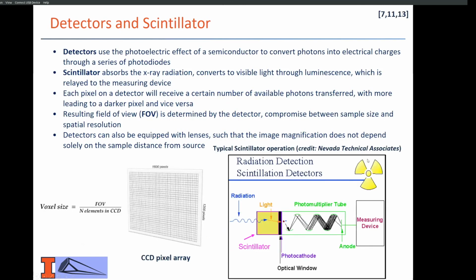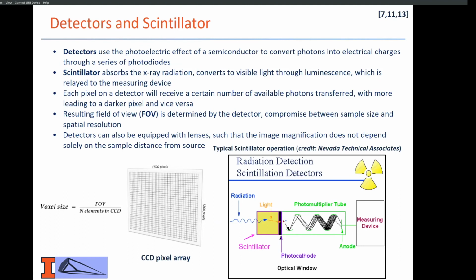And then not to dive too deep into it, but it's important to mention, the detectors themselves use the photoelectric effect of a semiconductor to convert those incident photons that have been attenuated by the matter into electrical charges through a series of photodiodes. The scintillator is the first thing that the X-ray radiation hits, and it converts that radiation to visible light. And so this is all just to say that the detector plays a really important part in determining the voxel size.